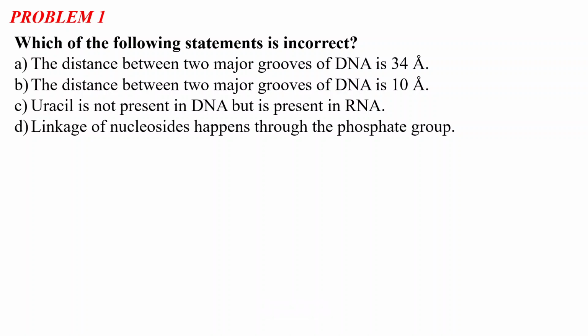Which of the following statements is incorrect? Number A, distance between two major groups of DNA is 34 angstrom. Number B, distance between two major groups of DNA is 10 angstrom. Number C, uracil is not present in DNA but is present in RNA. Number D, linkage of nucleosides happens through the phosphate group. You have to let me know in the chat box.